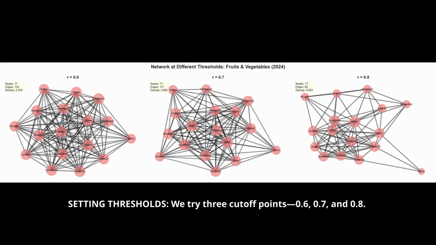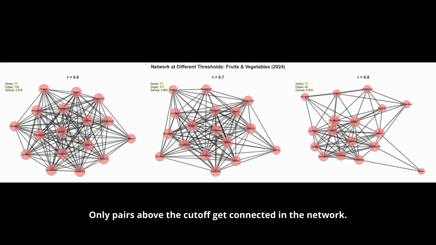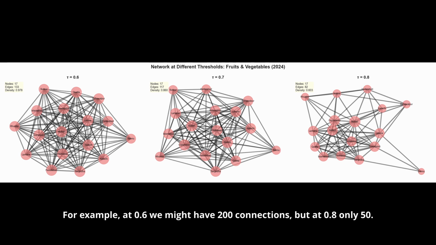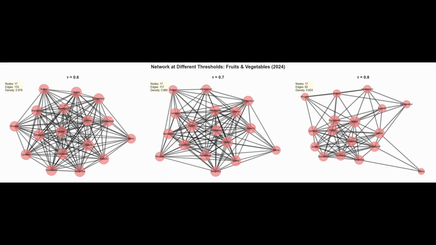Setting thresholds. We try 3 cutoff points: 0.6, 0.7 and 0.8. Only pairs above the cutoff get connected in the network. Higher cutoffs mean fewer connections, showing only the strongest relationships. For example, at 0.6, we might have 200 connections, but at 0.8, only 50.